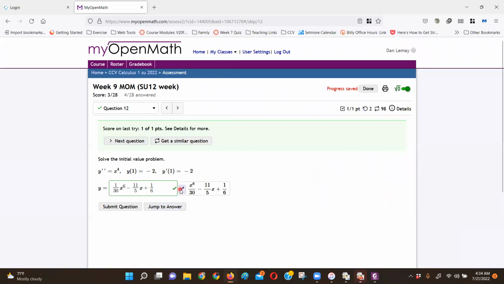Just out of curiosity, they wrote it as over, and they didn't give fractions. So I'd try it, and ask for some help if you need it. Okay.